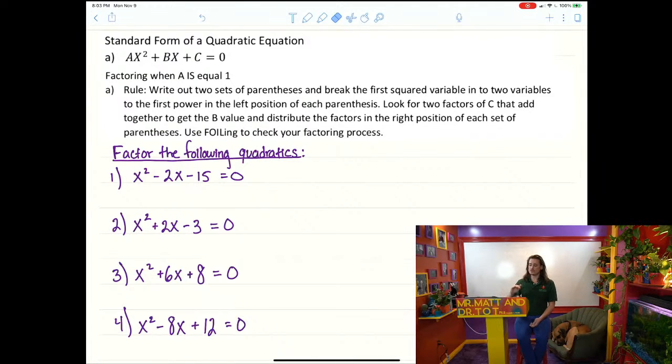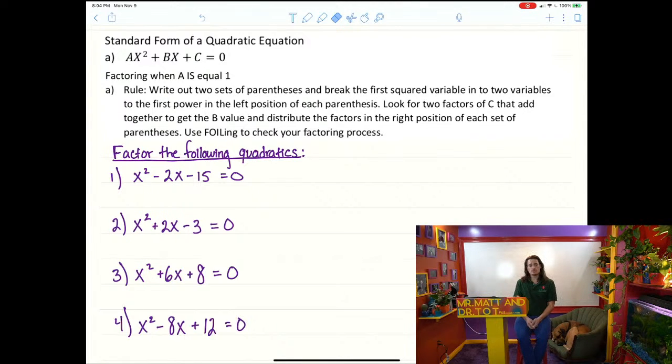Because of the commutative property of addition, we know that order doesn't matter, so we can flip these monomials. Ax squared is a monomial, bx is a monomial, c is a monomial. We can flip them around in any order, and it doesn't matter because with addition, order doesn't make a difference. So just make sure that you're able to identify the a value.